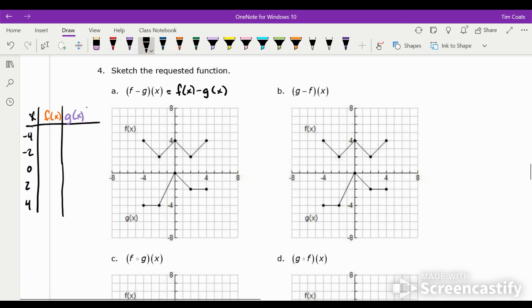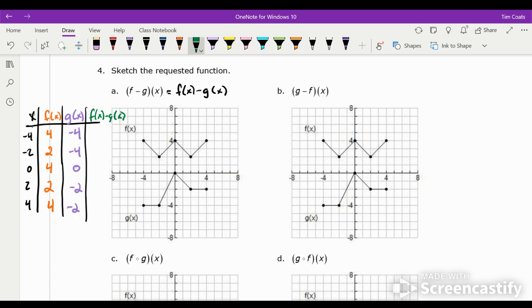And then finally, we're going to look at what happened when I subtracted f of x minus g of x. So the first thing we look at is f of x. Well, what was f at -4? That was 4. At -2, it was 2. At 0, it was 4. At 2, it was 2. And at 4, it was 4. And then I do the same thing for g. At -4, we were at -4. At -2, we were still at -4. At 0, we were at 0. At 2, we were at -2. And at 4, we were at -2.